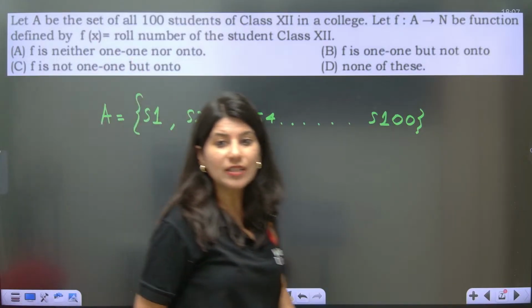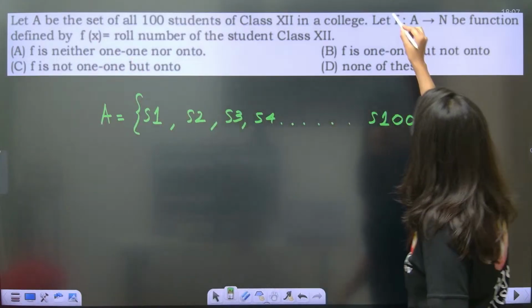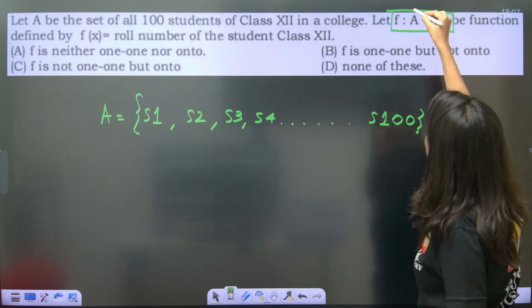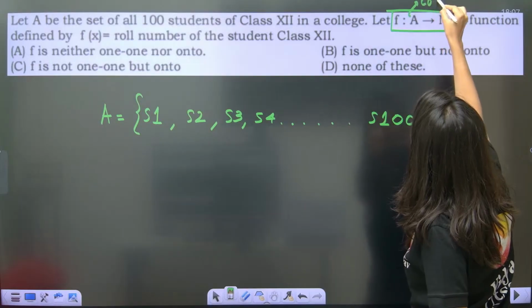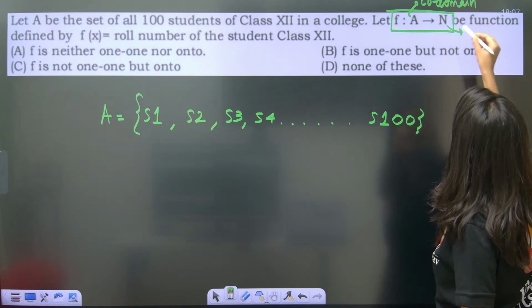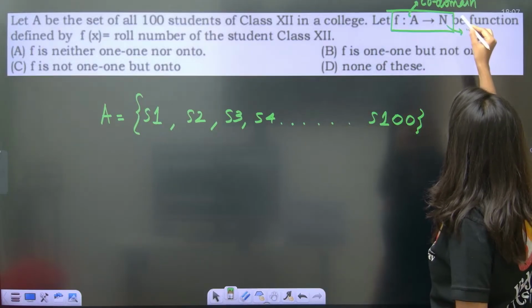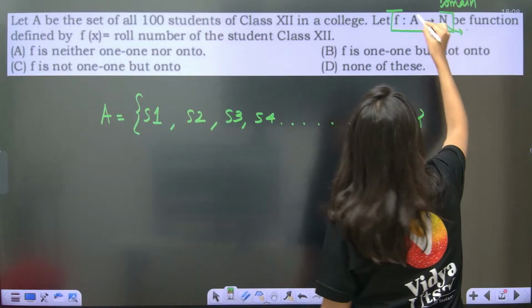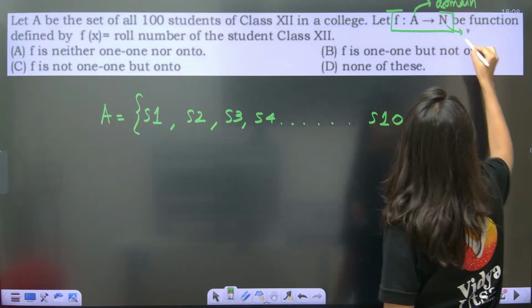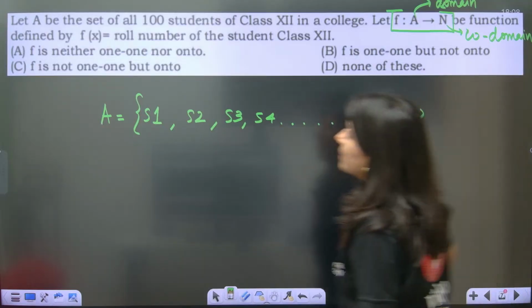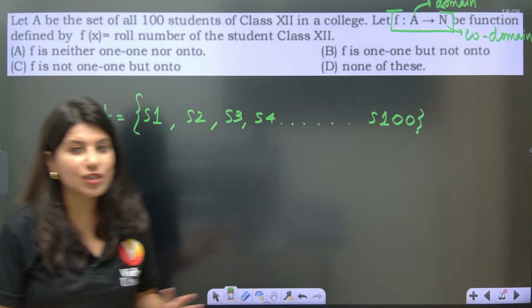Now, they are saying we have a function from A to N. Ma'am, what is this? In a function from A to N, A is your domain, and N is your codomain. Sorry, I first said codomain for A, but A is your domain and N is your codomain. Now, in this MCQ, we need to check whether my function is 1-1 or onto.